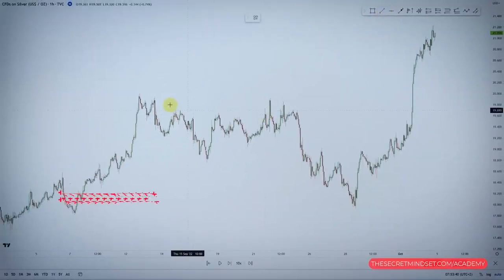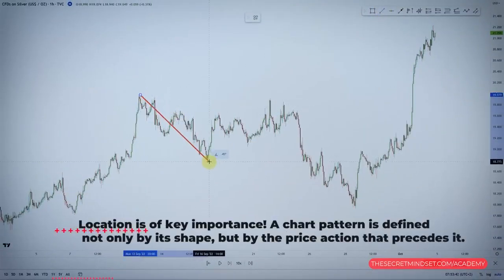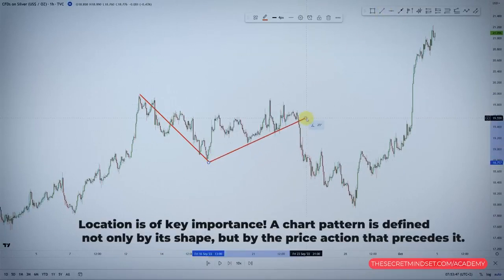When it comes to price patterns, location is of key importance. In fact, it could be said that a chart pattern is defined not only by its shape, but by the price action that precedes it.